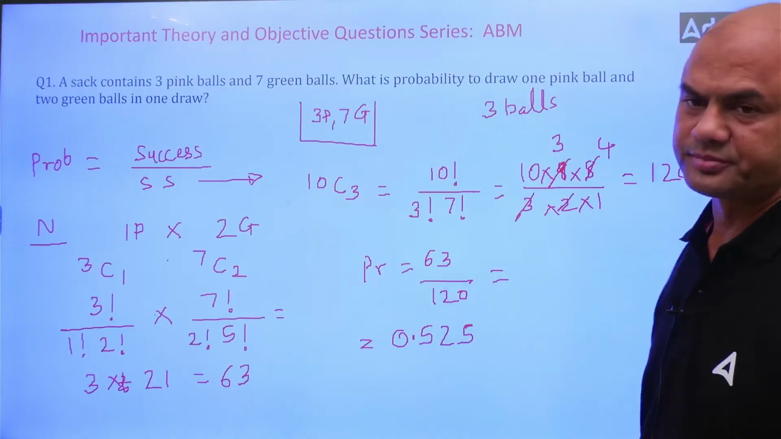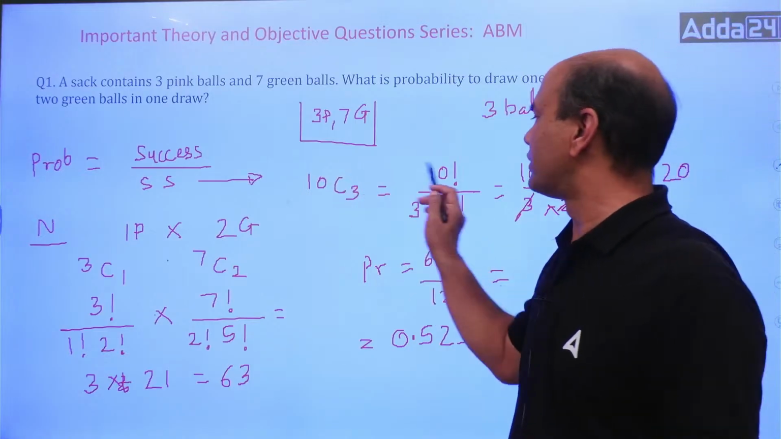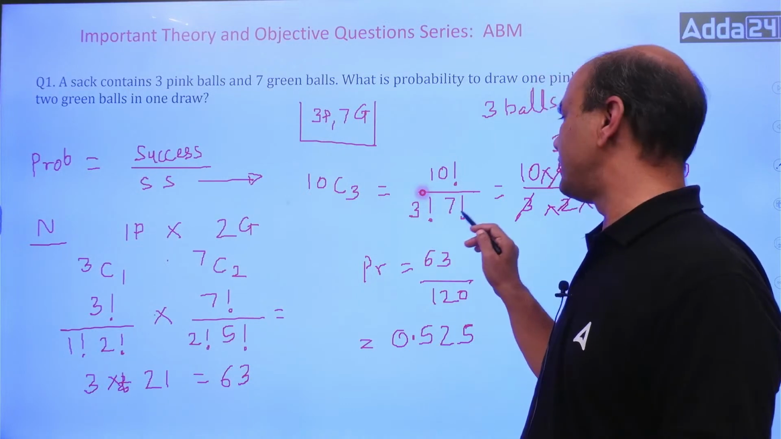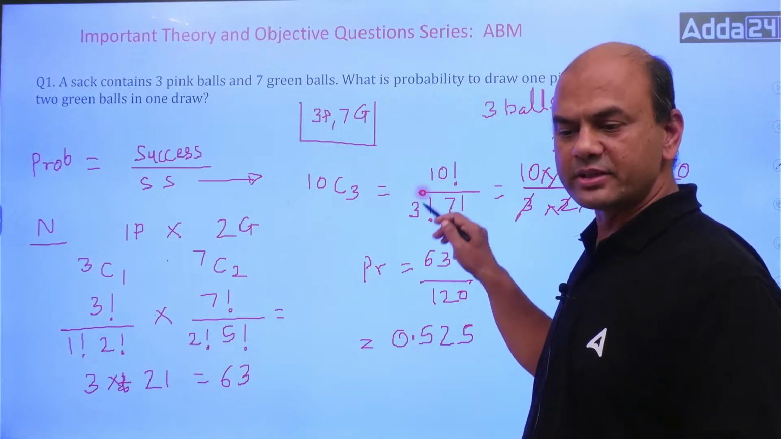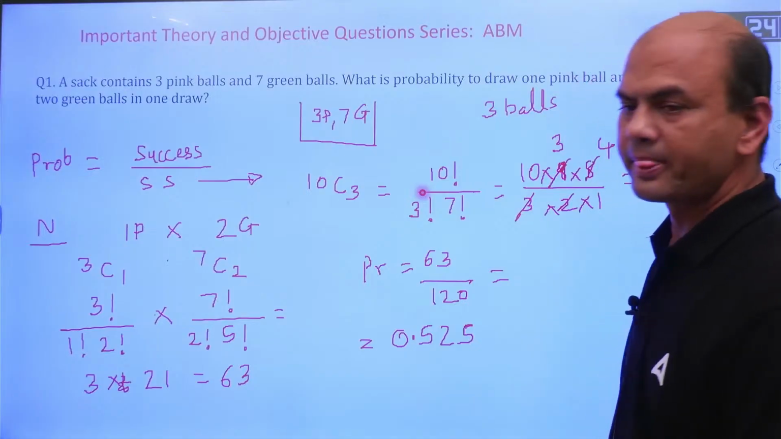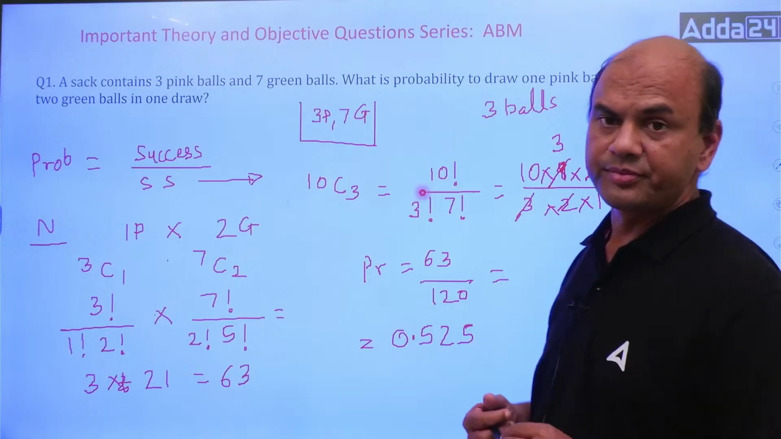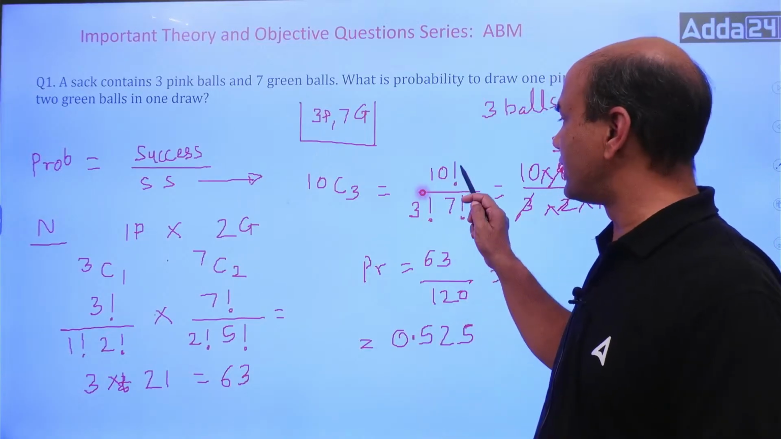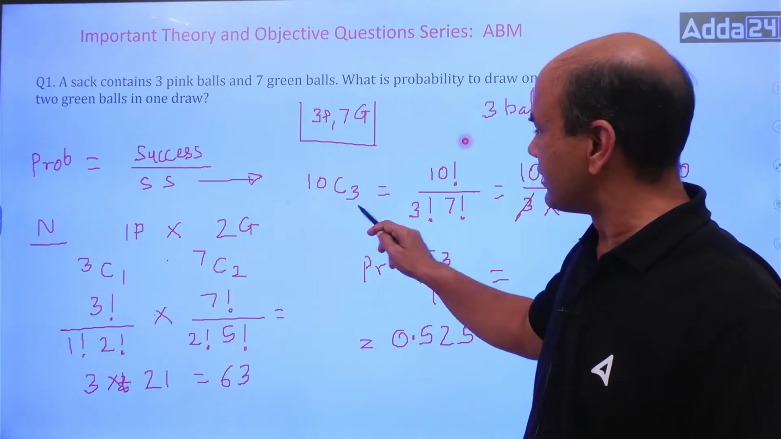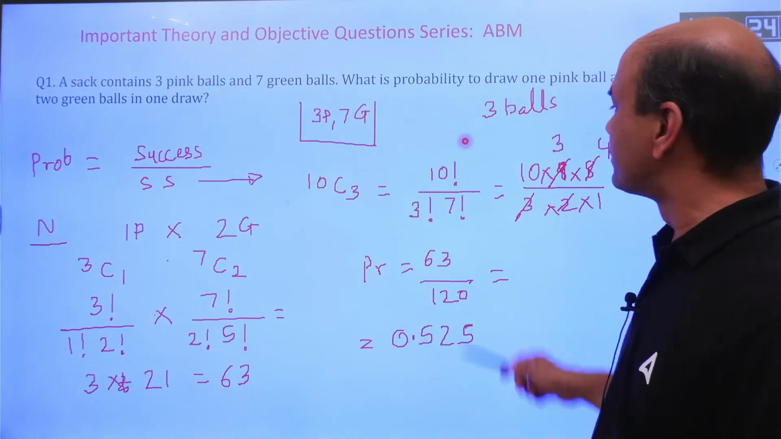So now let's solve this. 10C3. Okay. So 10 factorial upon r factorial, that is 3 factorial, into n minus r factorial, that is 10 minus 3 factorial, that is 7 factorial. Got it? Clear everyone? What is factorial? Clear? How to solve this factorial? 10 factorial divided by r factorial, that is 3. This is r, into 10 minus 3, that is 7. 7 factorial. So how to solve this?